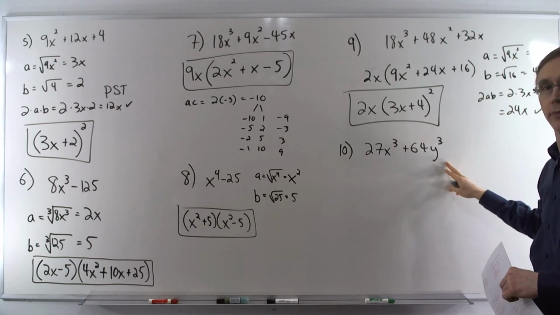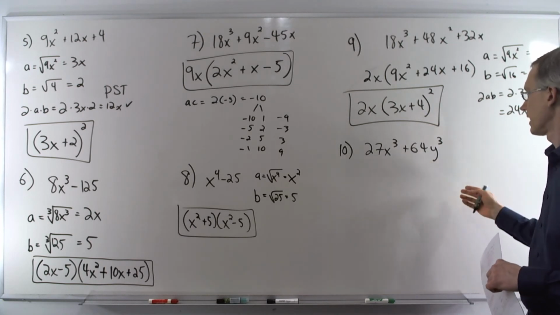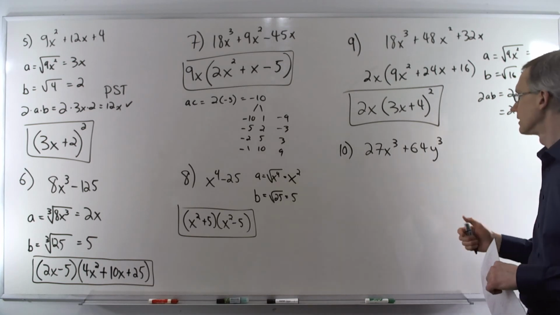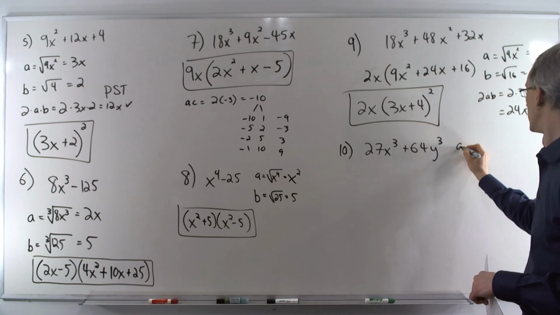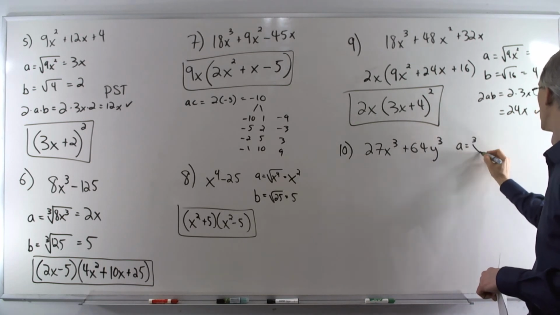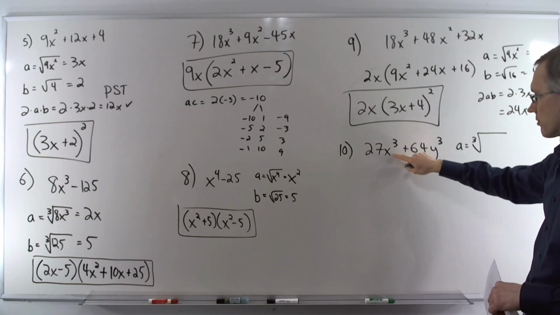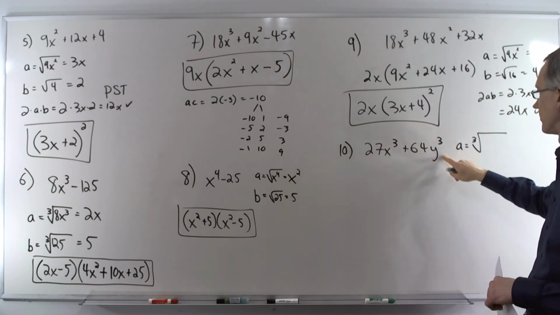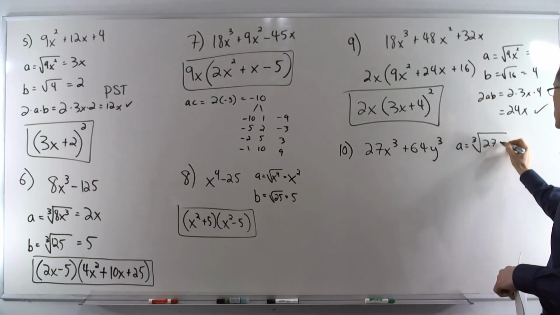So we have a binomial, and the only binomial that we can factor that has addition in between is sum of cubes. Are these perfect cubes? Yeah, 27 is a perfect cube. Anything to the third power is a perfect cube. Third power, 64 is a perfect cube. So we can do sum of cubes.